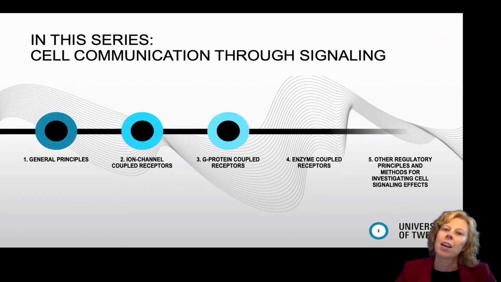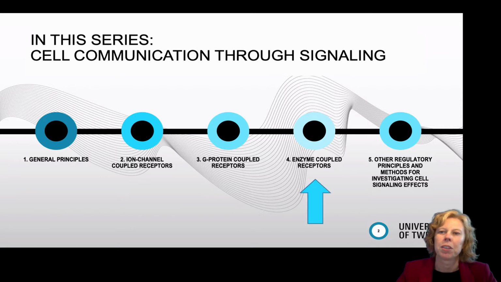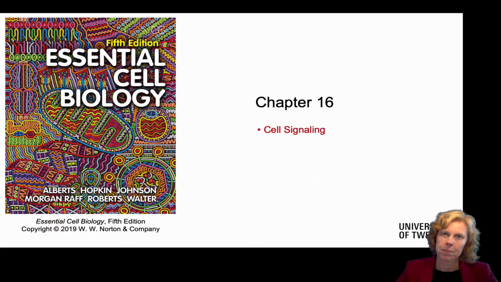This lecture is the last of 3 lectures on the most common receptor types, enzyme-coupled receptors. The other lectures can be found on my YouTube channel. Illustrations in this video are based on the book Essential Cell Biology, unless otherwise noted. The information given in this lecture can be found in Chapter 16.